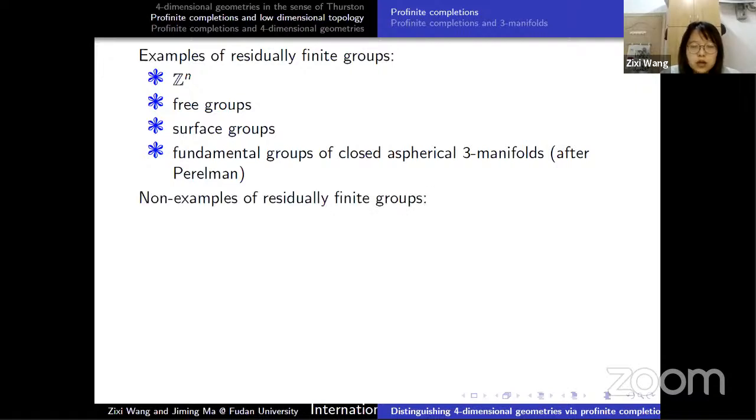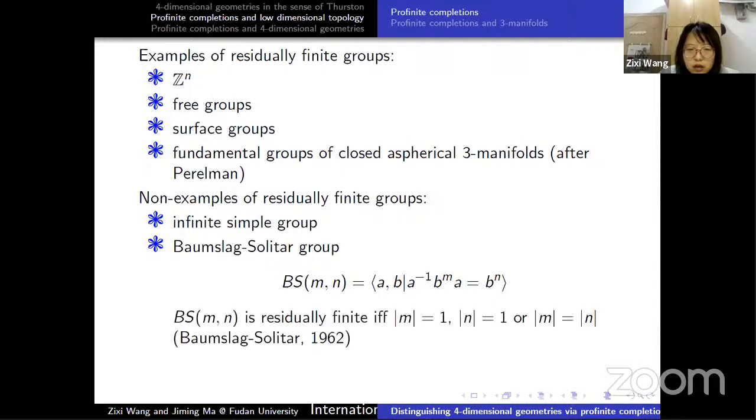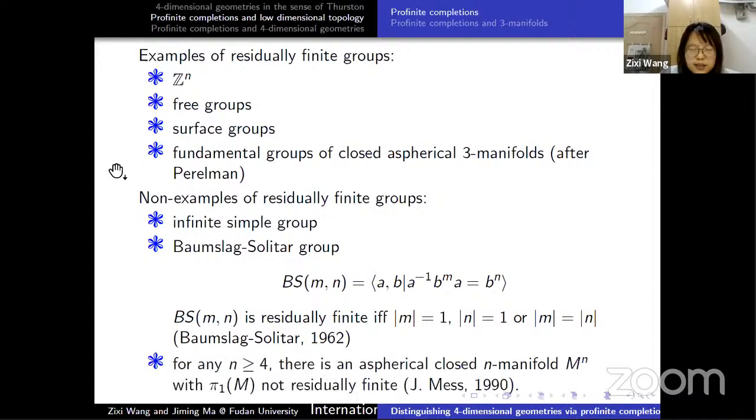There are also some examples of groups which are not residually finite. The first type is infinite simple groups. The next type is the Baumslag-Solitar group with two generators and one relation. The BS(m,n) group is residually finite if and only if m and n both have absolute value one, or they have equal absolute value. And hence, for any dimension larger than three, there is an aspherical closed n-manifold whose fundamental group is not residually finite, since it contains a subgroup of a BS group.